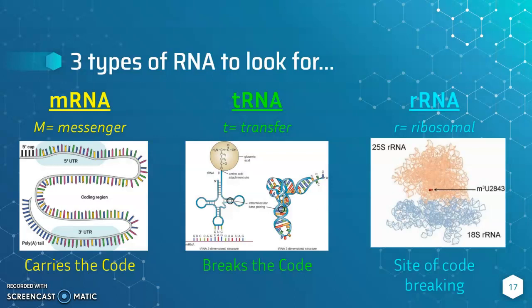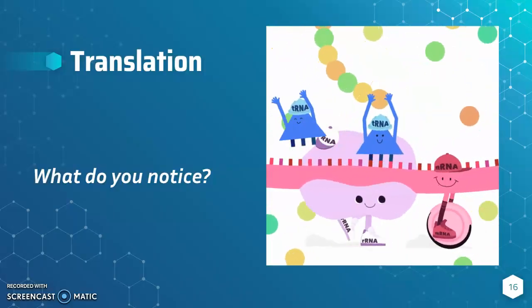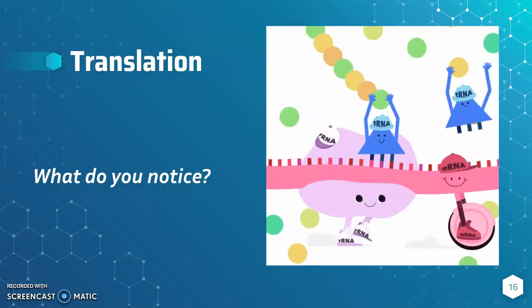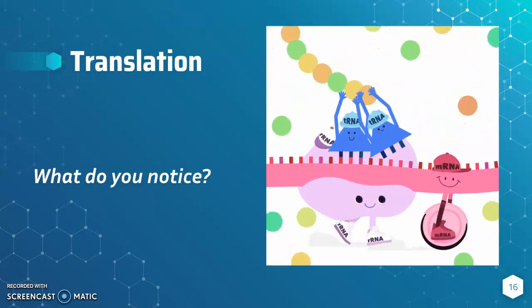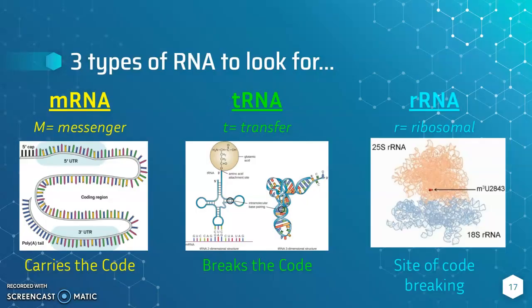So there's 3 types of RNA that we're looking for. mRNA, which stands for messenger. We already went over that in transcription. Then there's also tRNA, which is T for transfer, and rRNA, which is ribosomal. So if we look back at our little picture here, mRNA is the messenger RNA, rRNA is the ribosomal RNA, and tRNA is transfer RNA. Messenger RNA carries the code, where tRNA, transfer RNA, breaks the code down. And rRNA, the ribosomal RNA, is the site for code breaking.